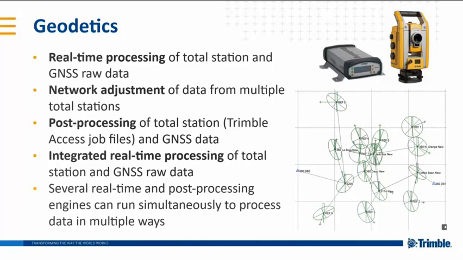You can also do a network processing, a network adjustment, of data from multiple total stations. If you have a site, for example, where you run multiple total stations, you can put them together in a combined adjustment.